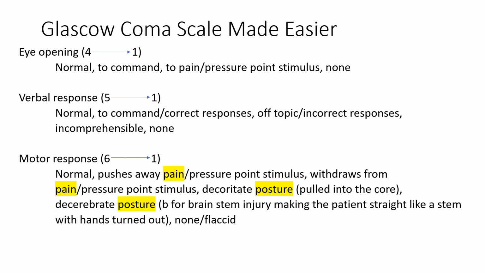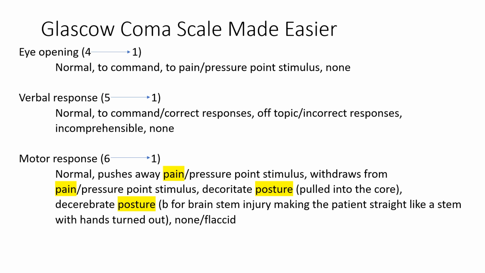In motor response, we have 6 choices. This one's the most to remember, but the easier way is to remember that the 4 options between the normal and none, 2 of them have to do with pain and 2 of them have to do with posture. So normal is a 6, but then a 5 is when we're trying to get a response based on one of those stimulus pressure points again.